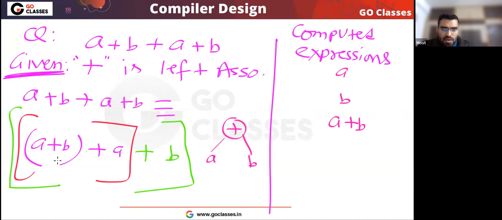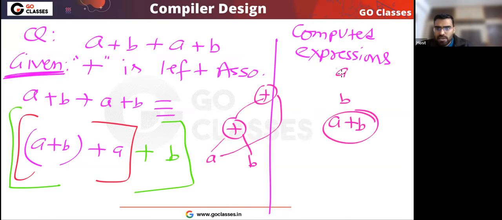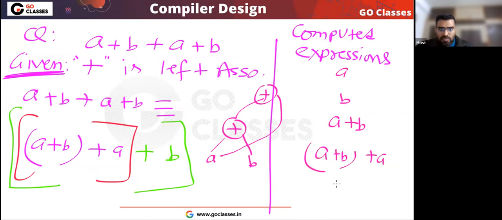Now what do you need to do? We need to do A plus B plus A. Okay, we have A plus B, we have A. Now we have A plus B plus A. This we have. Now we need to do this plus B.